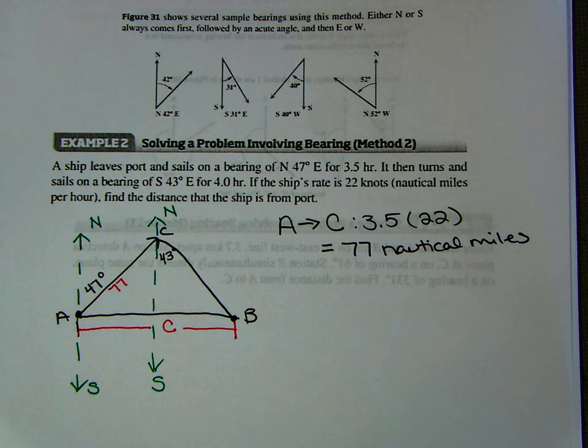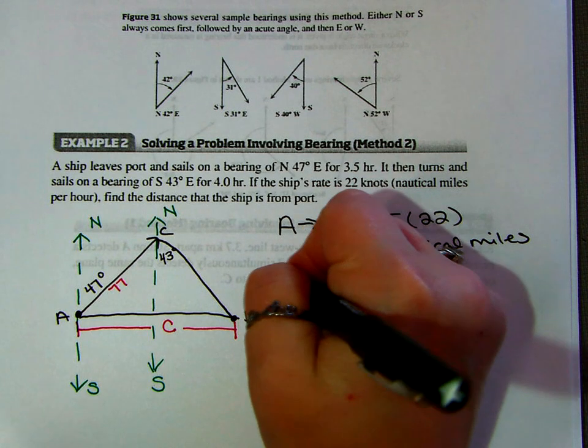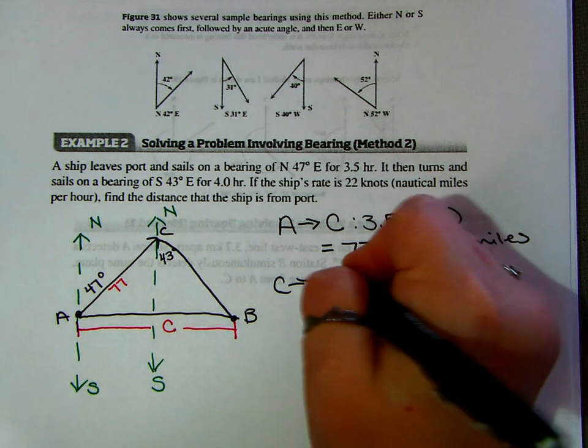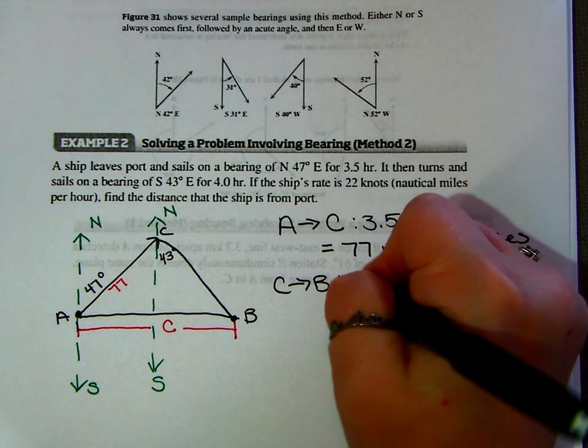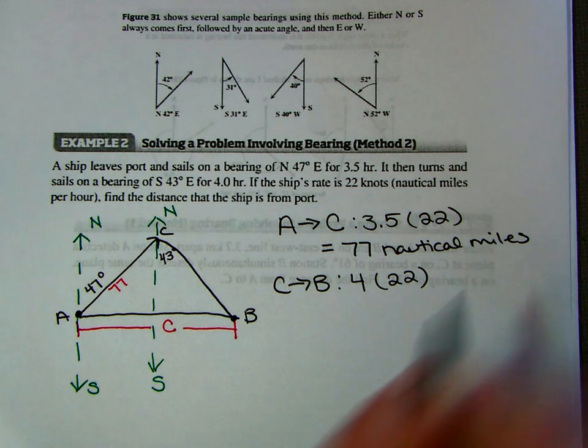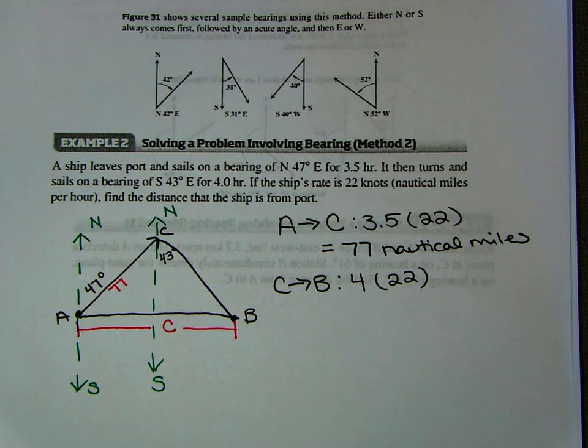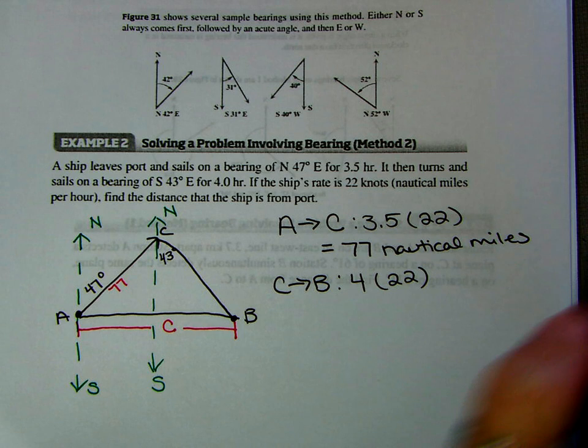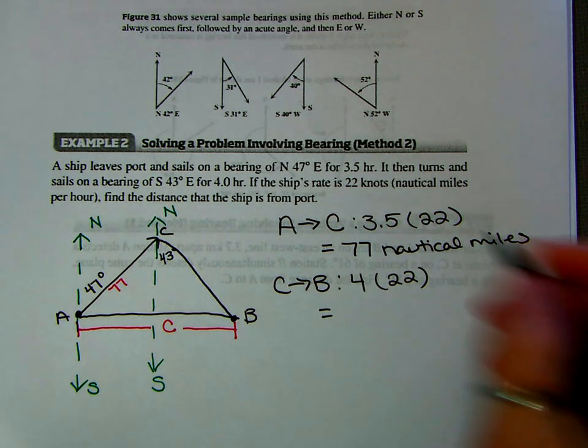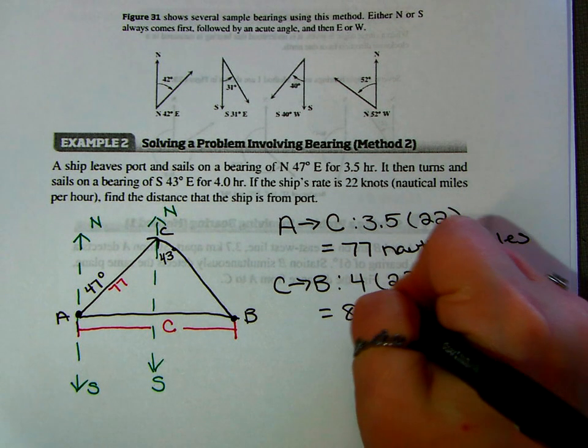But at that point, after it went 77 nautical miles, it turned. And after it turned, it went from C to B. And when it went from C to B, it traveled for 4 hours, again at the same speed. So, I mean, that ship's pretty agile in that it can turn and never has to stop in order to slow down and do this radical turn. So you take 4 times 22 and you get 88 nautical miles.